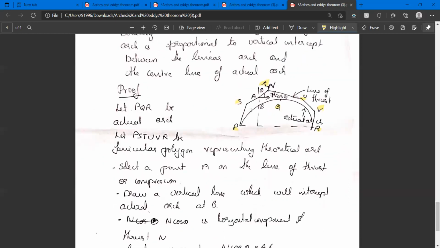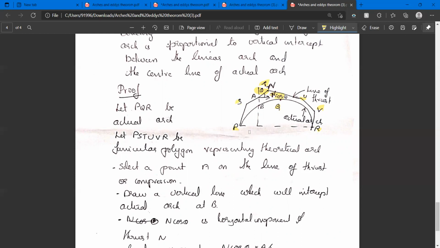Now, let us select a point A on the line of thrust or compression. It can be selected on any line of thrust. Now from A, let us draw a vertical line AB. B is a point on the actual arch. From A, we are drawing a vertical line towards the actual arch, which meets it at B. Now, you can see that N is inclined at an angle theta with the horizontal. So N is the normal thrust. N cos theta is the horizontal component of N.